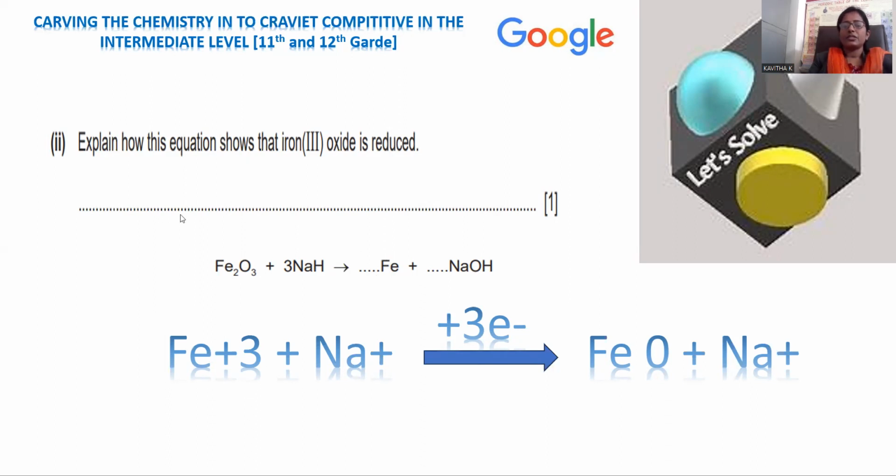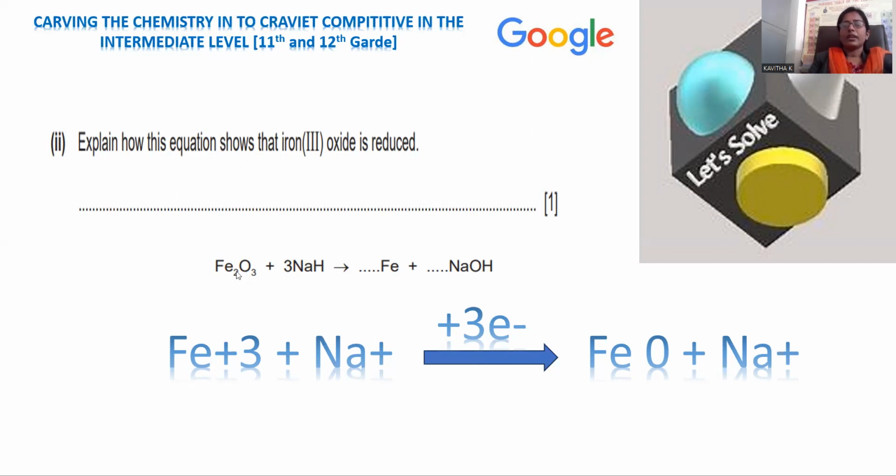Let me mention first in terms of oxygen. Here, any compound losing oxygen is said to be reduction. Gaining of oxygen is called oxidation. That is one way of the reduction process. In the second, let me explain in terms of electrons as well.